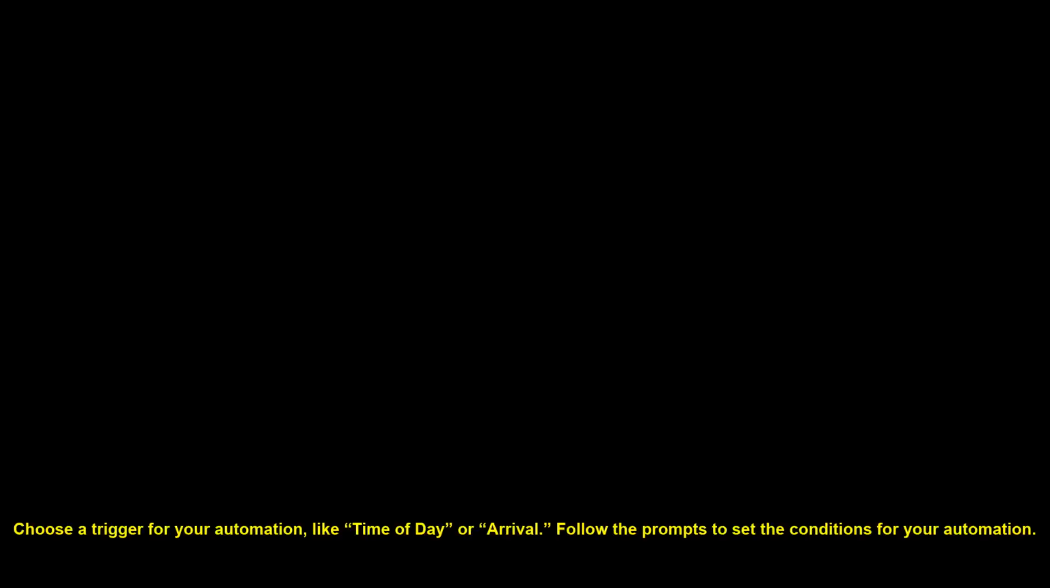To automate this process, tap on the Automation tab at the bottom. Select Create Personal Automation to get started. Choose a trigger for your automation, like time of day or arrival. Follow the prompts to set the conditions for your automation.